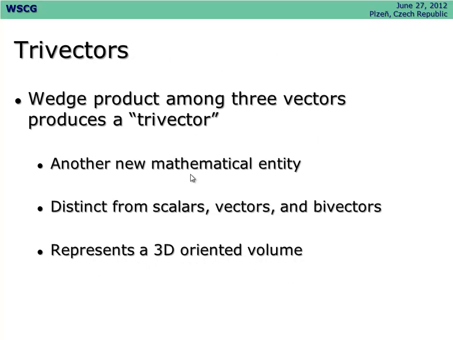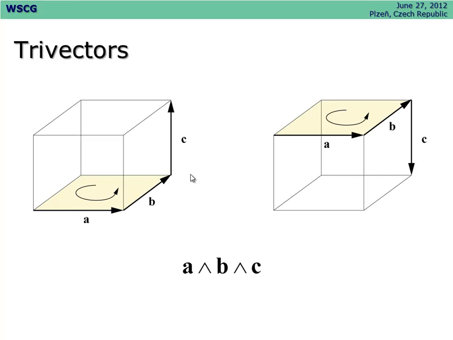Okay, so I mentioned multiplying three things together. Just like multiplying two things together gives you a bivector, multiplying three things together with the wedge product gives you a trivector. And that's yet another new mathematical entity that's distinct from everything we've seen so far. And it represents a 3D-oriented volume. So suppose we started with a bivector, A wedge B, and that represents the base of a cube here, and we multiply by a third vector C, then we get an oriented 3D volume.